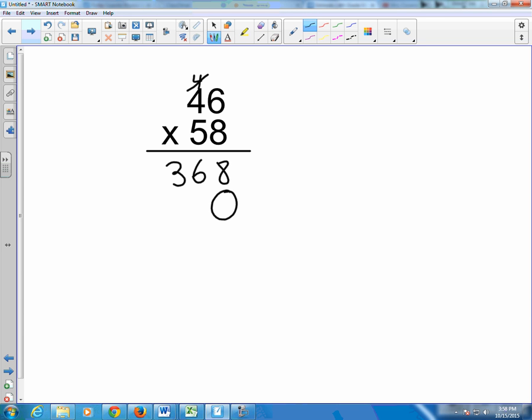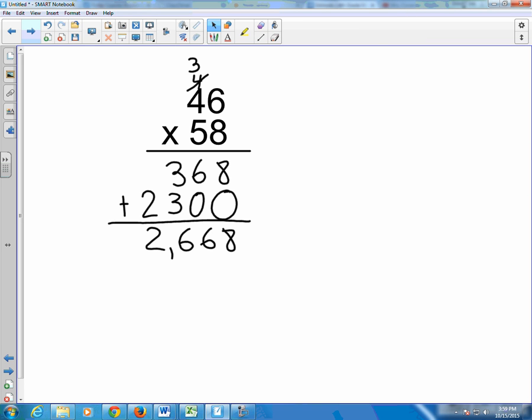Now start multiplying. 5 times 6 is 30. So I place the 0 that comes from the multiplication and I carry my 3. Now I multiply 5 times 4. That is 20 plus 3 is 23. Now let's add these two partial products. 8 plus 0 is 8. 6 plus 0 is 6. 3 plus 3 is 6. And 2 plus nothing is 2. If I count my period, the comma will go right there. So 46 times 58 is 2,668.